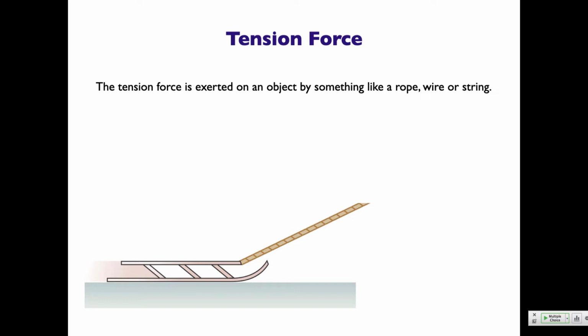So tension, right? That comes down to the microscopic properties of ropes, but we sort of idealize it because it's the intro class. So tension force, we'll just give a definition, is exerted on an object by something like a rope, wire, or string, as long as the rope, wire, or string is taut or fully pulled, right?